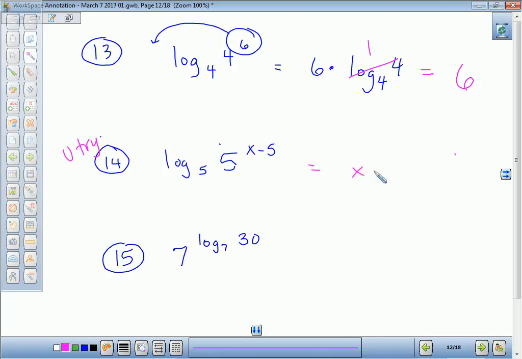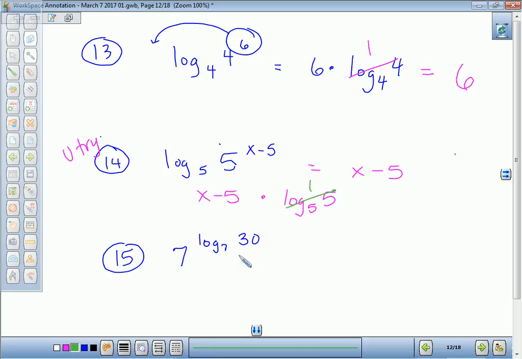What's the answer? x minus 5. So let me show you. This comes out in front and becomes times. And log base 5 of 5 is 1. So x minus 5 times 1 is x minus 5.